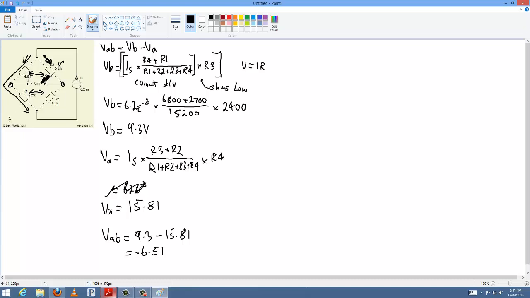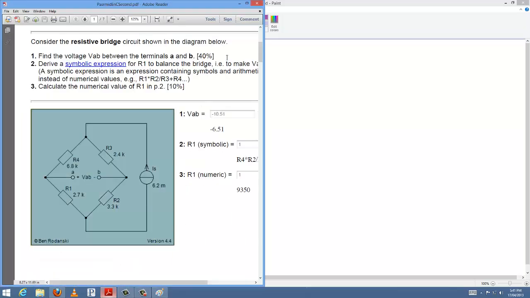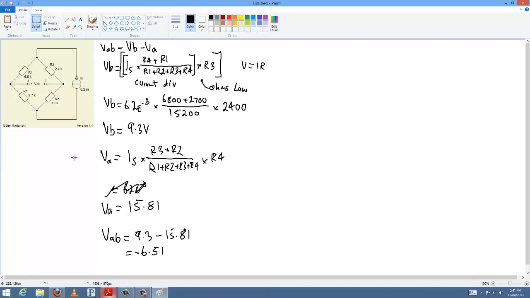Okay, now the next thing it wants us to do, I think it'll always want this bottom resistor, but don't quote me on it, obviously. What it wants is the value of R1 to make VAB equal to 0. It's basically when VB and VA equal the same amount. And basically the way to work that out is 0 equals VB minus VA.